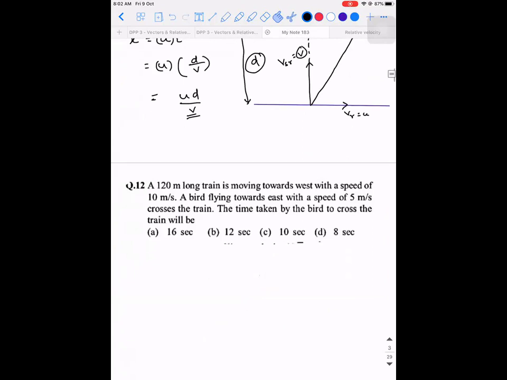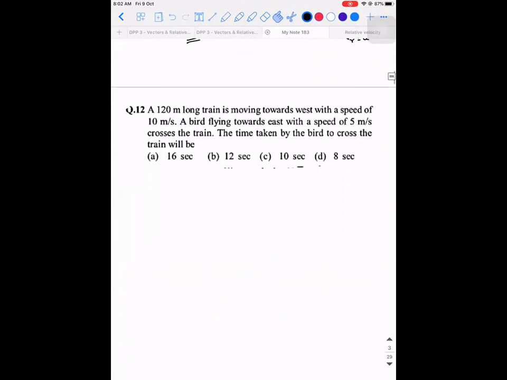There is a 120-meter long train moving towards west with a speed of 10 meters per second. A bird is flying towards east with a speed of 5 meters per second and crosses the train. Find the time taken by the bird to cross the train. So try to do this problem.